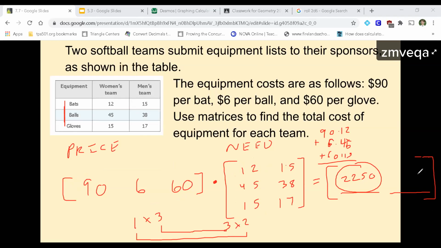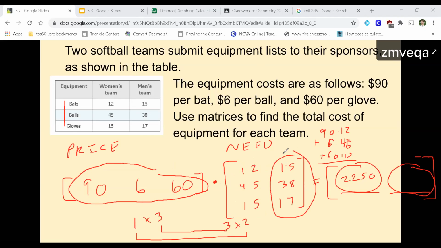For the men's team, right here, I'm going to do first row, second column. So 90 times 15 plus 6 times 38 plus 60 times 17 is 2,598. Yay. Not too bad.